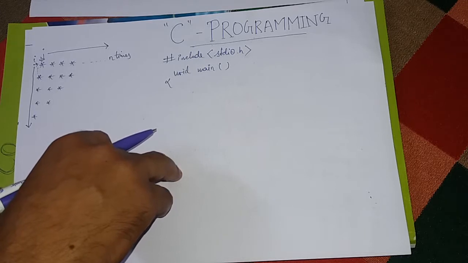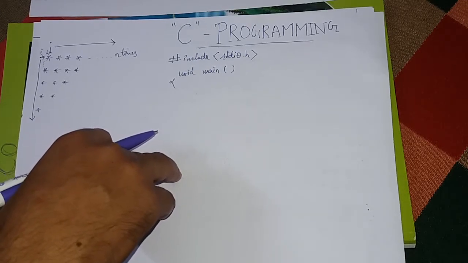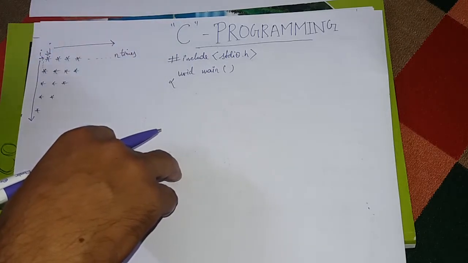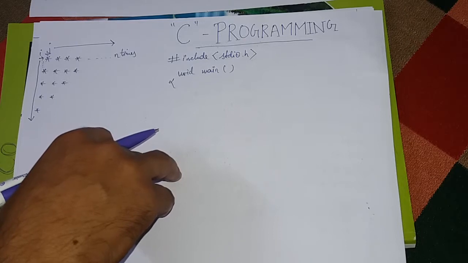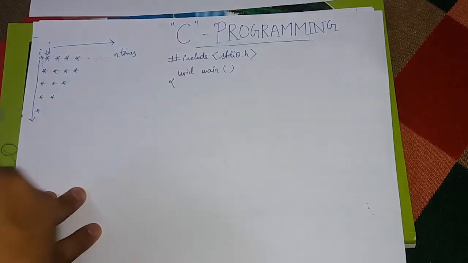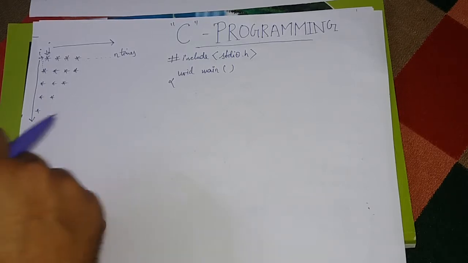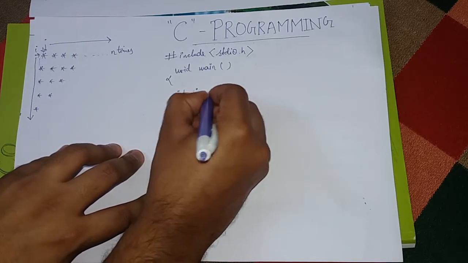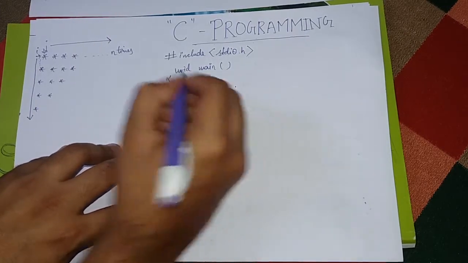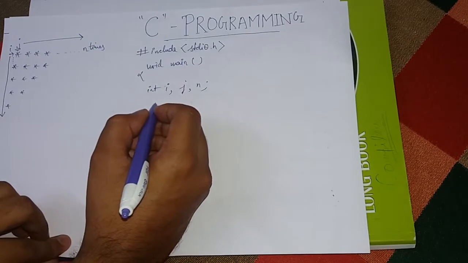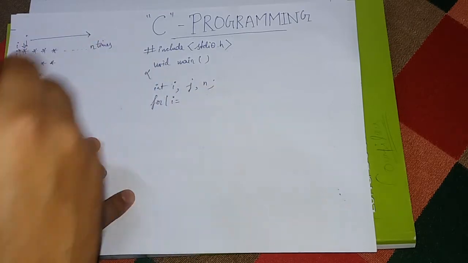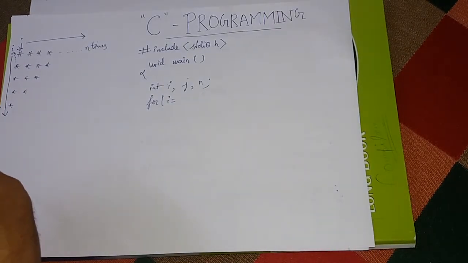Now thinking about the logic, the first row we have to print n times, the second row we have to print n minus 1 times. Now suppose the user has entered the value of n as 5, so we will take three variables. Now from where shall we start the i loop?